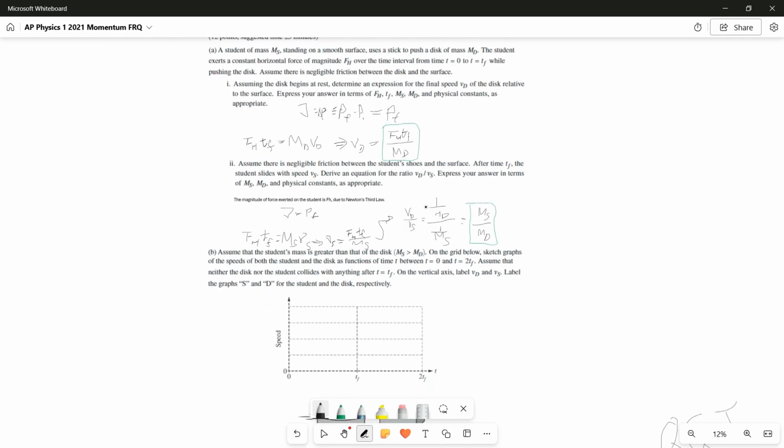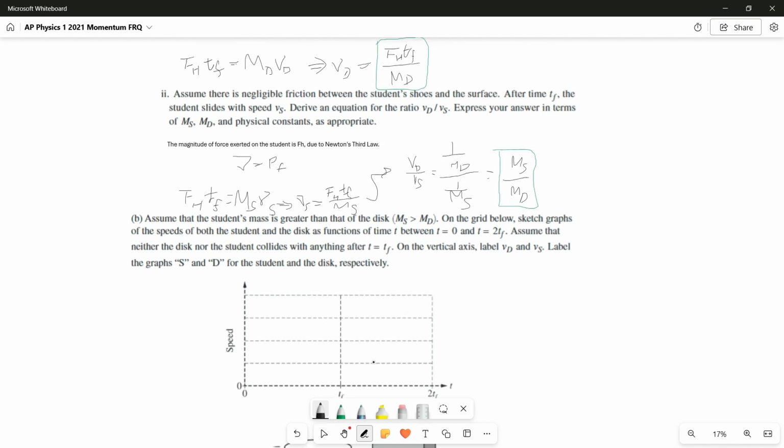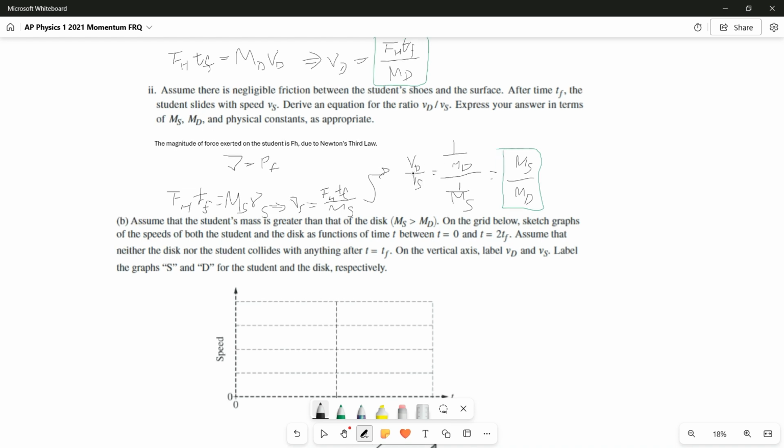Okay, so now that we have this, we have to determine if ms or md will be on top. Well, first of all, we know that ms is greater than md. Cool. If ms is greater than md, that means that this fraction will be greater than 1. If it's greater than 1, that suggests that vd will be greater than vs. Aha, so that means that the disk will be traveling at a greater speed than the student. And that makes sense if you think about this qualitatively. Based on Newton's first law, if the mass of the student is much greater than the mass of the disk, that means that the student will change its velocity much less than the disk.